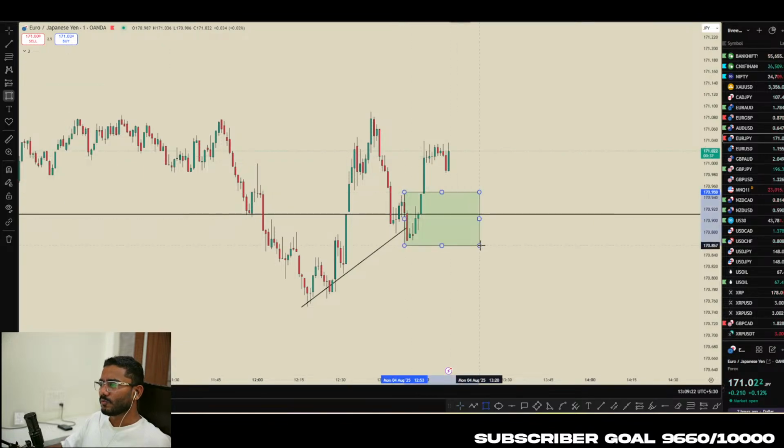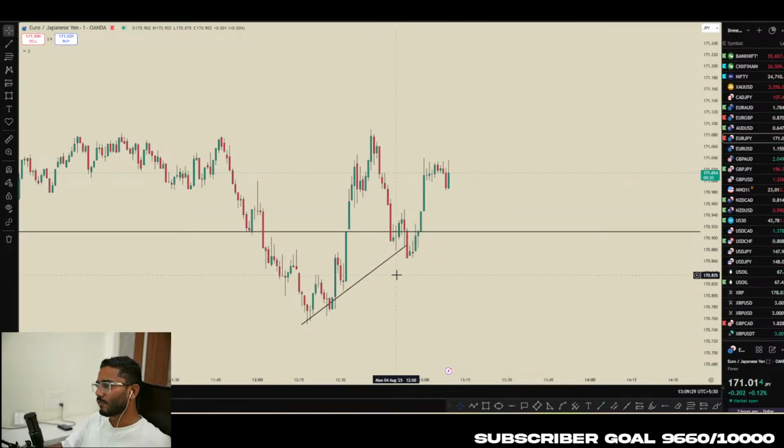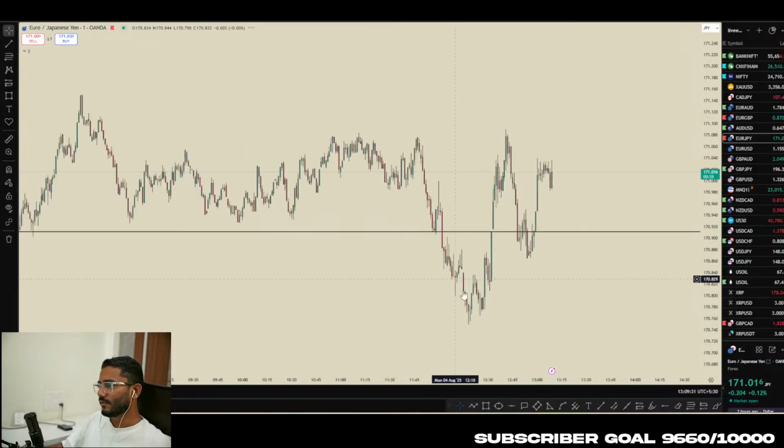So we can mark this order block, but still, because of this, if this mitigates, then we are creating trendline liquidity. So the probability of our order block will be much lower than if there is imbalance.